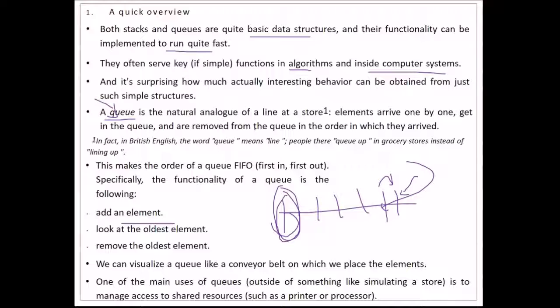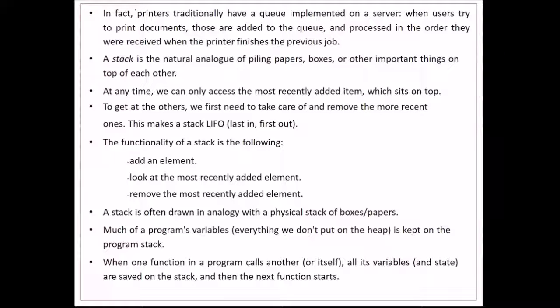We can also visualize it like a conveyor belt. We place elements, and this is also a kind of queue. And closer to computer science people, printers. Printers take documents which have been sent by various users, so it makes a queue, and on the basis of the queue only, it assigns the printing function to the requested printing jobs.